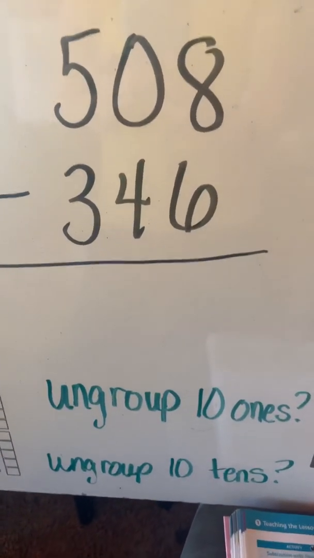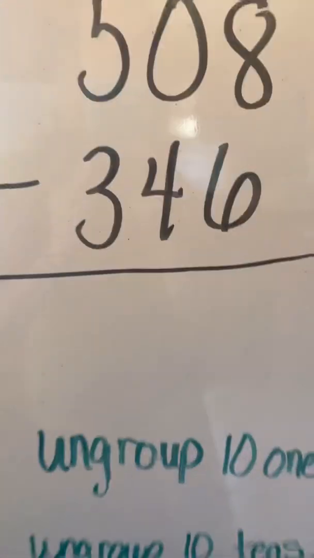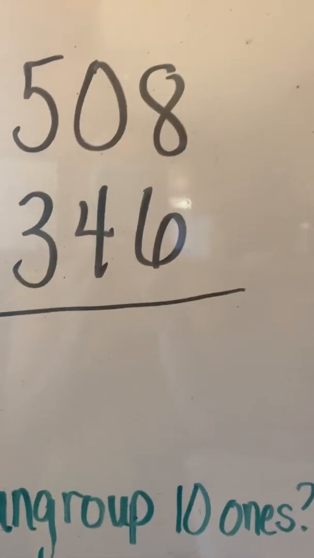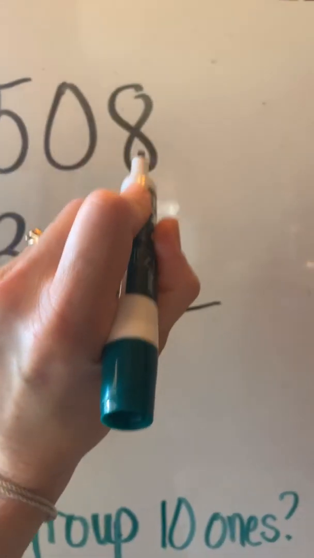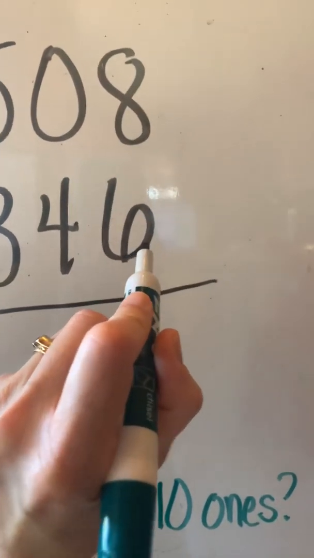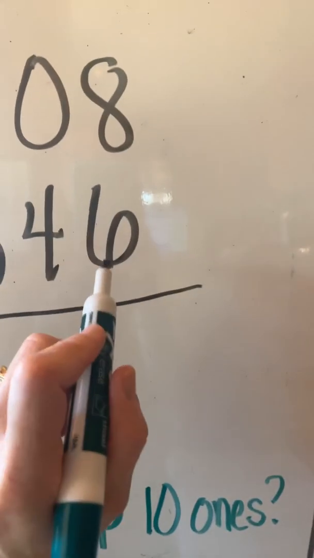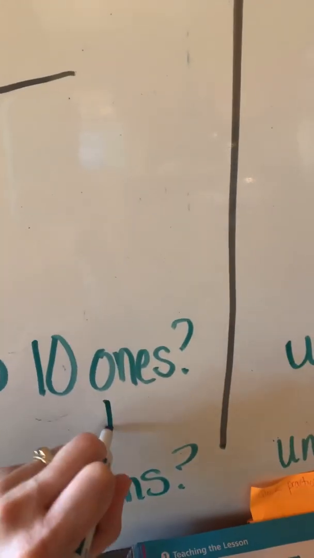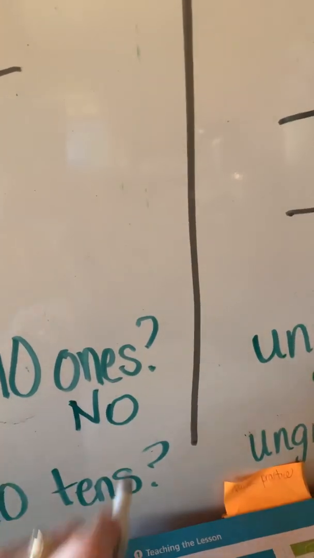What we're going to do is ask ourselves, do we need to ungroup 10 for 10 ones? Do we need 10 ones? Look right here. Is the bottom number bigger? No, it's not. So do we need 10 ones? No, we don't. So the answer down here is no.